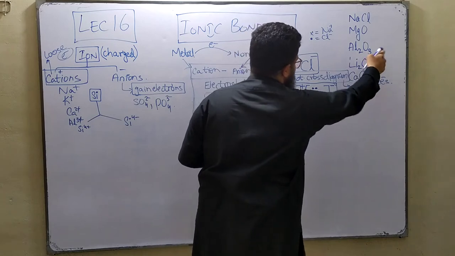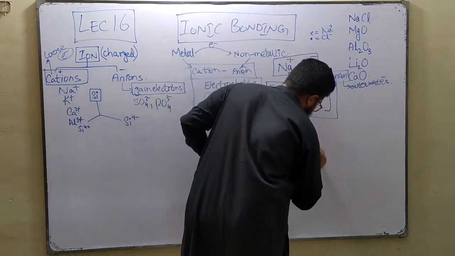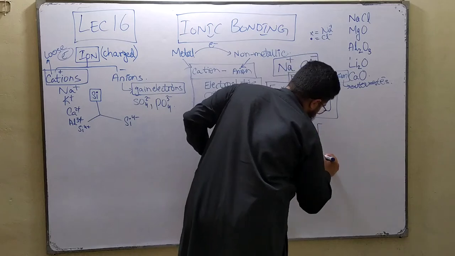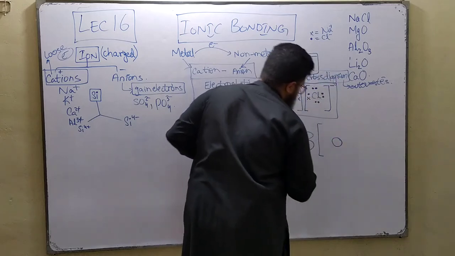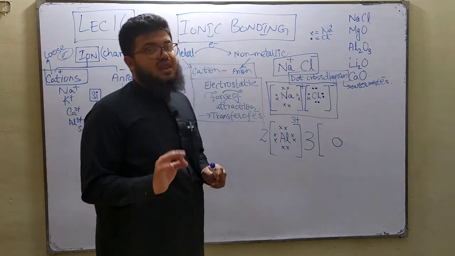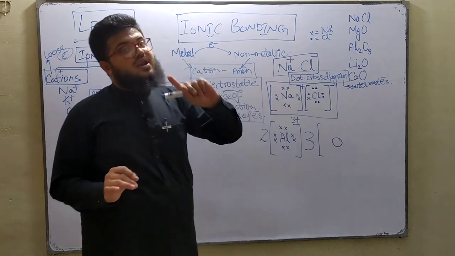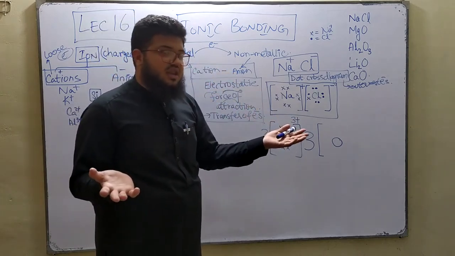And then how many oxygen atoms do we have in here? 3. So I'm going to place a 3 in front and then make an oxygen atom. Okay, now this is oxygen. Now tell me guys, how many electrons did each oxygen atom gain? I'm not talking about all 3 of them. I'm talking about just 1 oxygen atom. How many electrons did it gain?